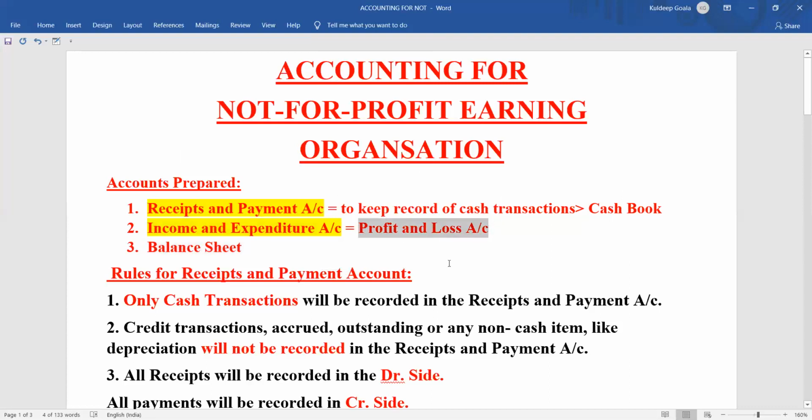Like in the profit and loss account, we used to take all the current year profits and current year losses, and we have to find out the net profit or net loss. Same way in the income and expenditure account also we do. But we cannot call it profit or loss because it is not related to profit, neither is it related to loss. It is related to the income and expenditure of the organization.